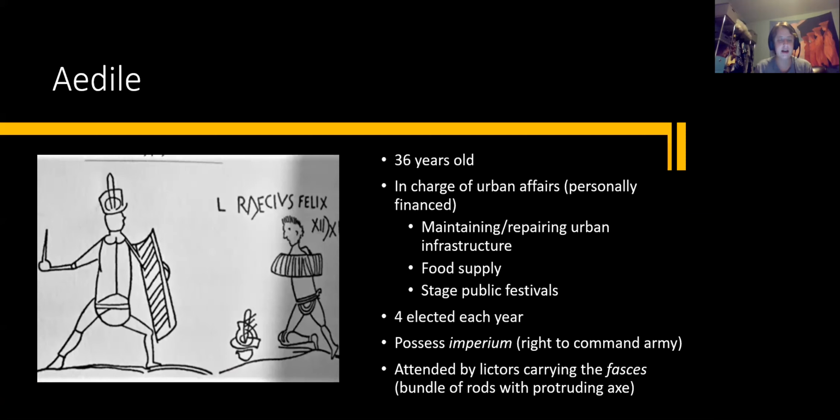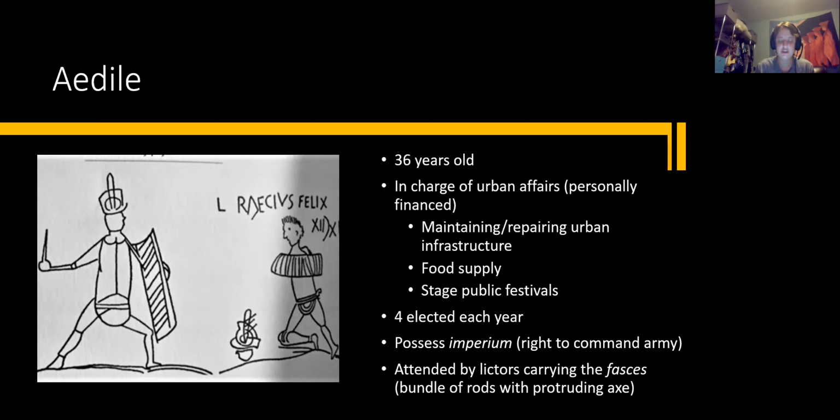Next up the chain is the aedile. In order to be elected to this magistracy, a man had to be 36 years old. The aedile was in charge of urban affairs and usually financed these things through his own wealth rather than government money. This included maintaining and repairing urban infrastructure like baths, aqueducts, and roads, maintaining the food supply, and staging public festivals. 4 aediles were elected every year.